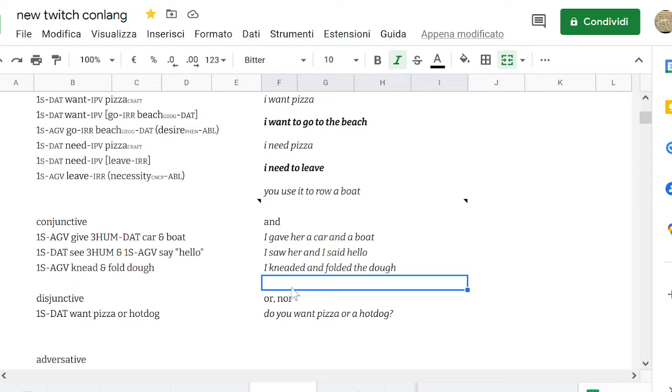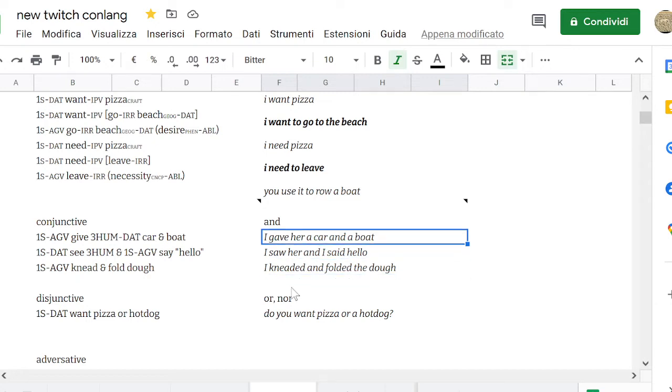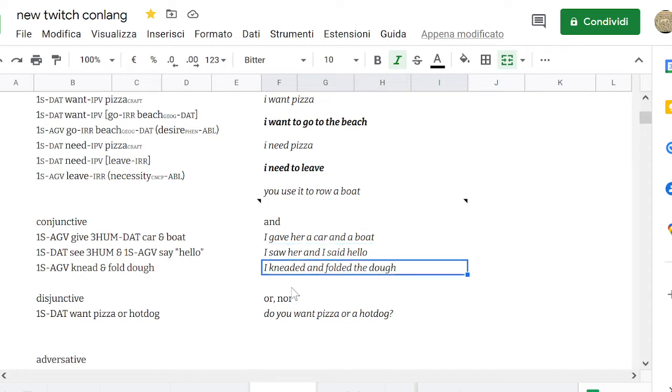Exhaustiveness is like, so for example, I gave her a car and a boat. I'm kind of implying a period at the end of that. Those were my two gifts that I gave her. But I could have a situation where I say, I gave her a car and a boat, but there could be more things that I gave her, right? Here, I kneaded and folded the dough. I could have also done other things, right? I could keep the list going.